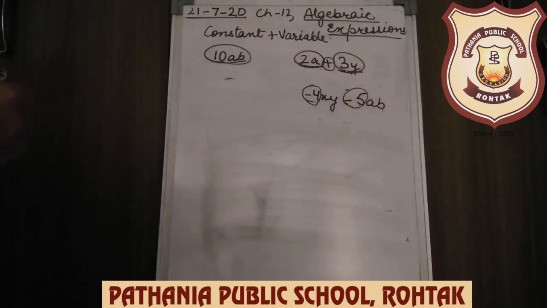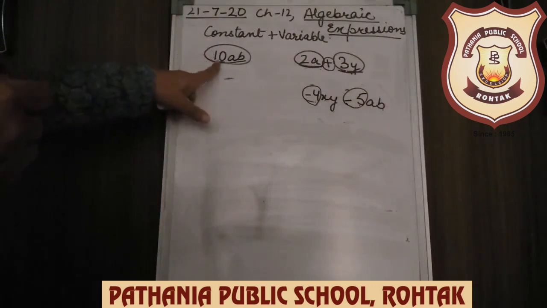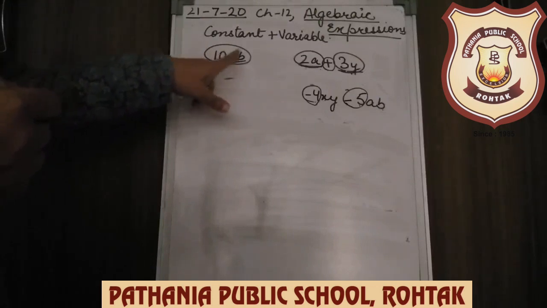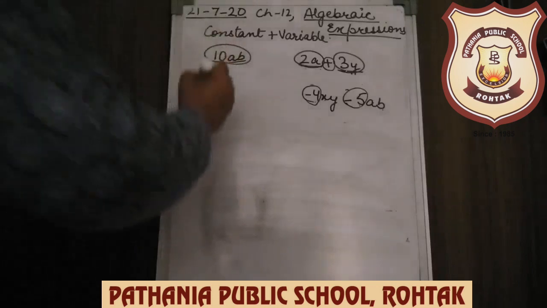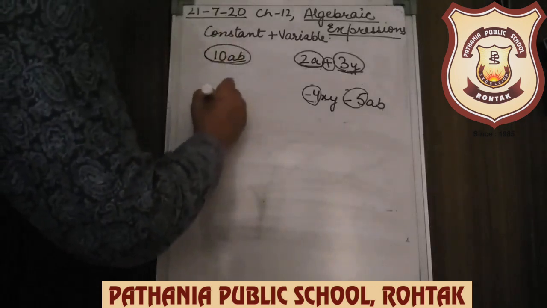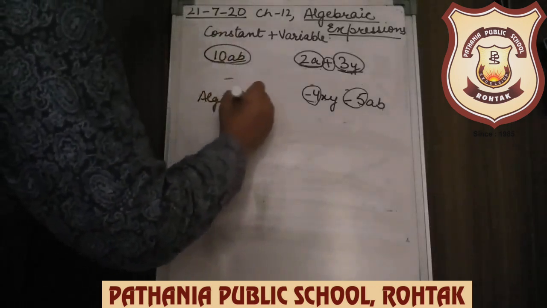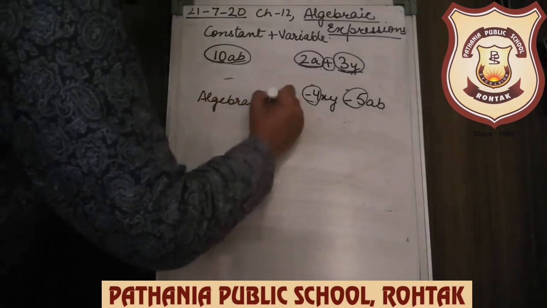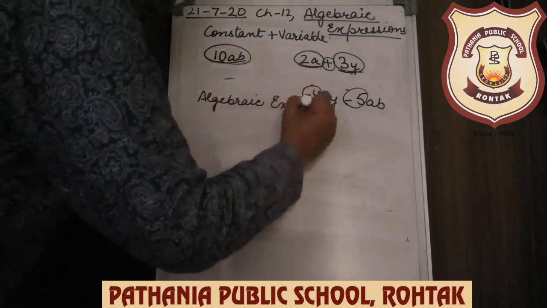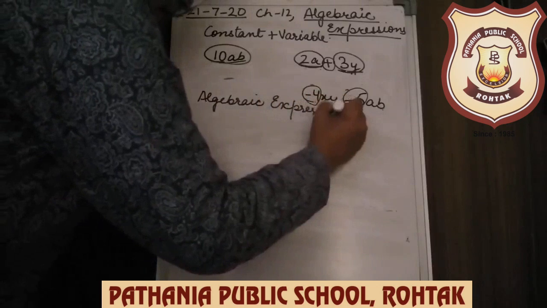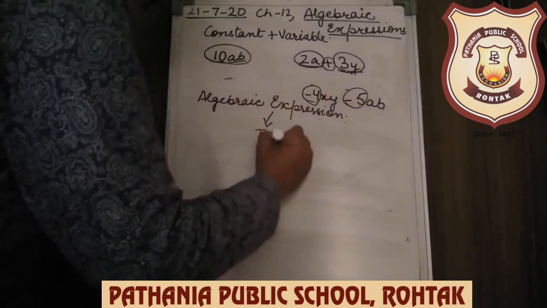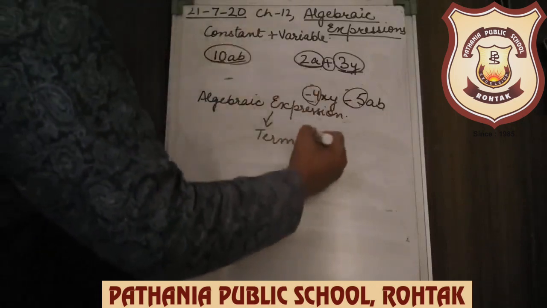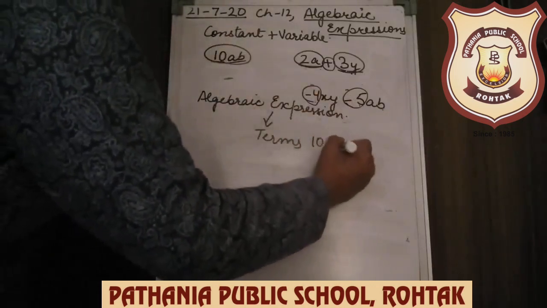So these are the 10ab. In this expression, the term is 10ab only. An algebraic expression is made up of terms. In the first there is one term, so that is 10ab.